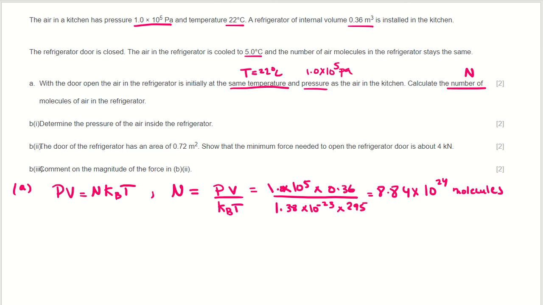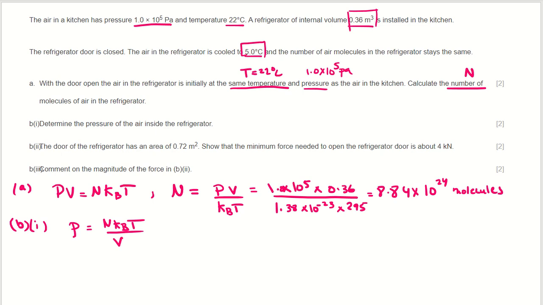So here, in part B I, he's saying determine the pressure of air inside the refrigerator. So in this case, this is the number of molecules, and we know that the volume is going to remain constant, and this is the temperature inside the fridge when it's closed, then in this case I can find the pressure. So I can do it by using P equal N K_B T over V.